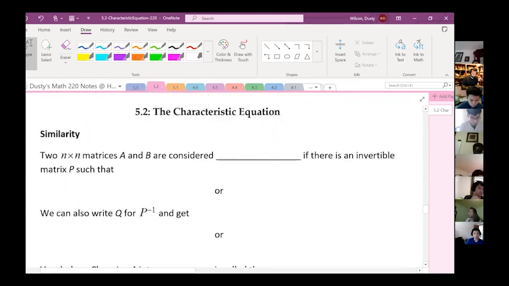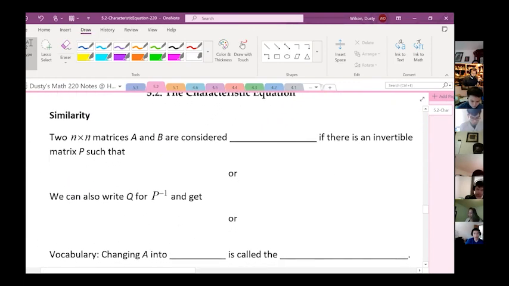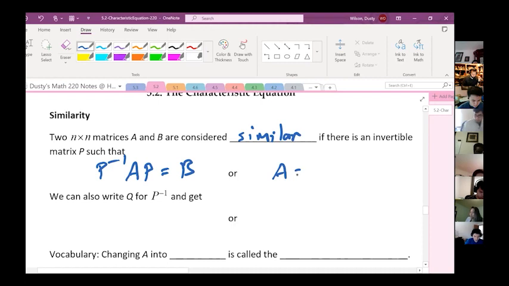All right, so I'm going to introduce a new concept called similarity. We would say that 2 n by n matrices, these have to be square matrices, are considered to be similar if there is an invertible matrix P such that P inverse AP equals B, or maybe you want to write A equals PBP inverse. Okay.